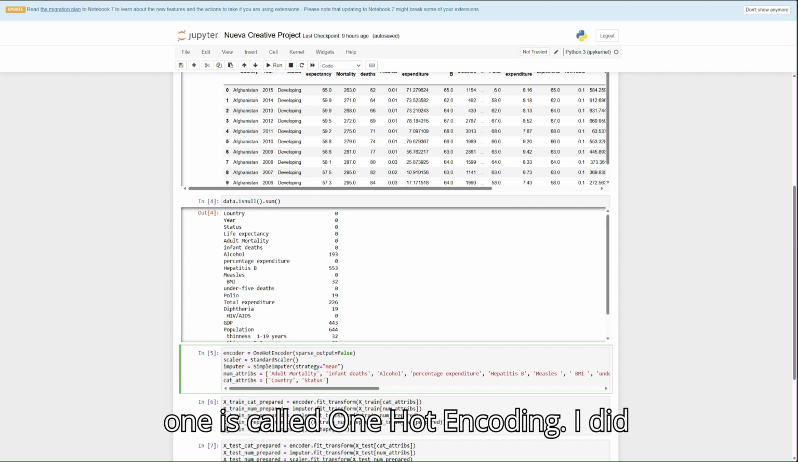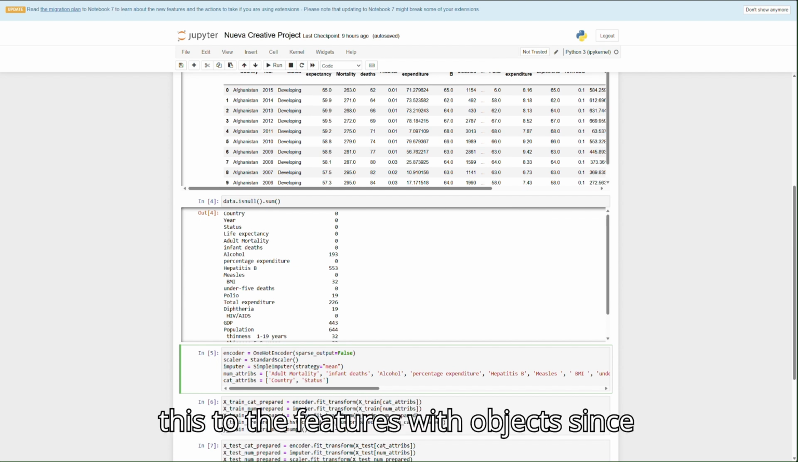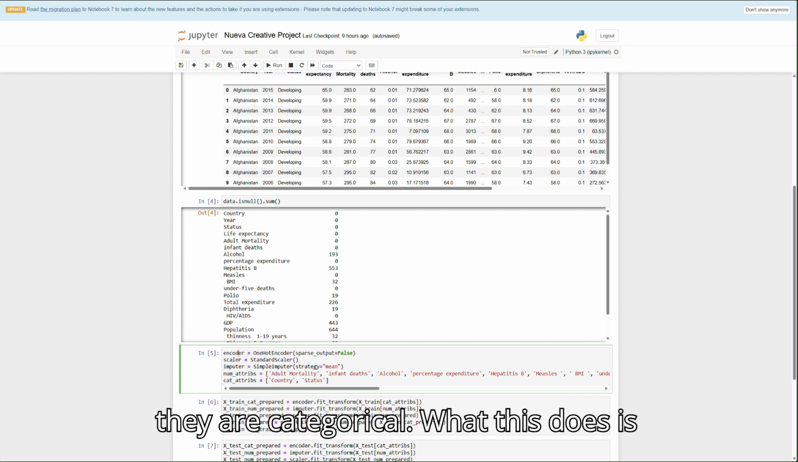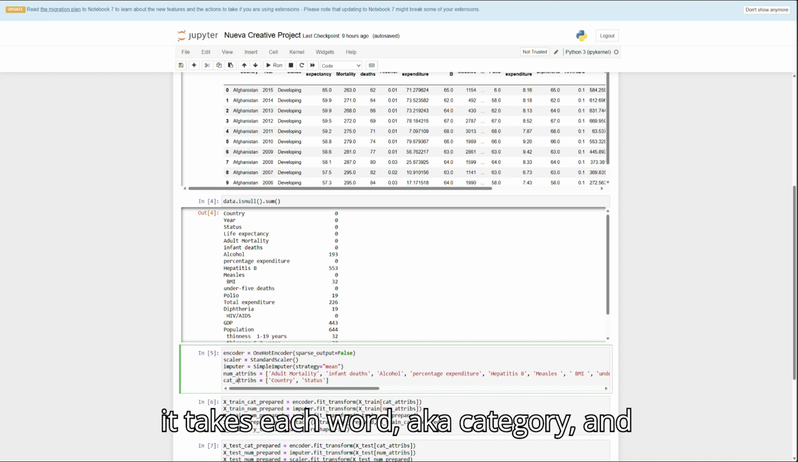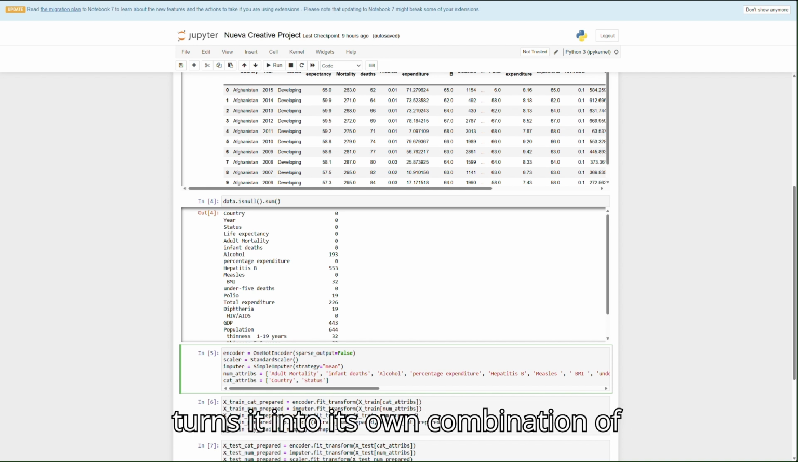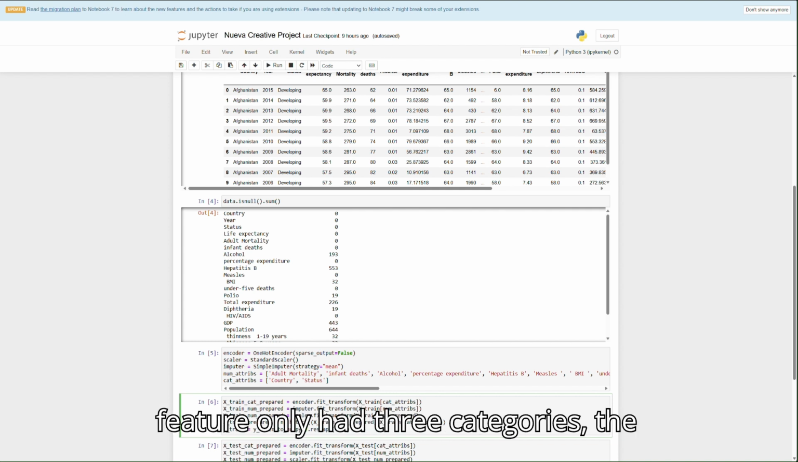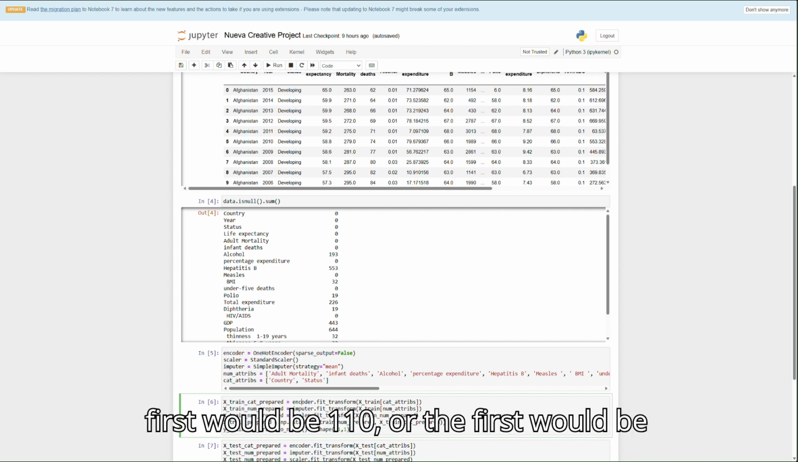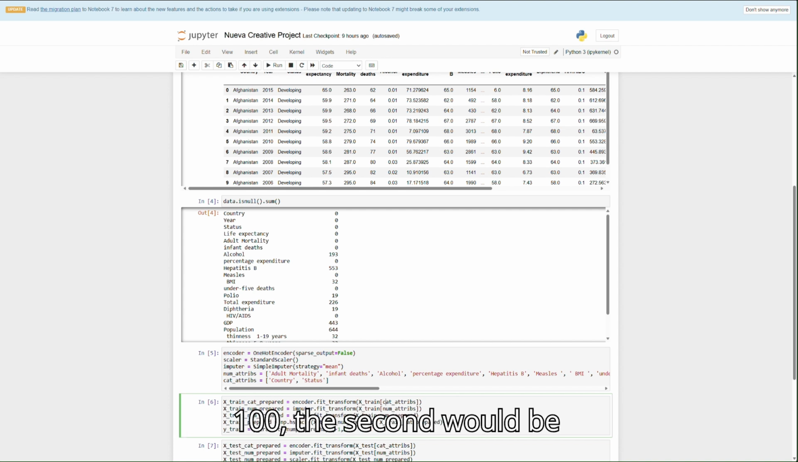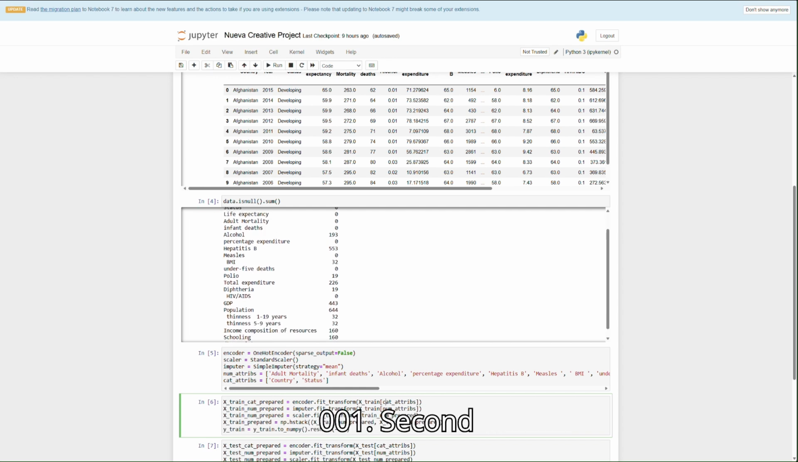The first one is called one-hot encoding. I did this to the features of objects since they are categorical. What this does is it takes each word, aka category, and turns it into its own combination of zeros and a 1. For example, if a feature only had three categories, the first would be 100, the second would be 010, and the third would be 001.